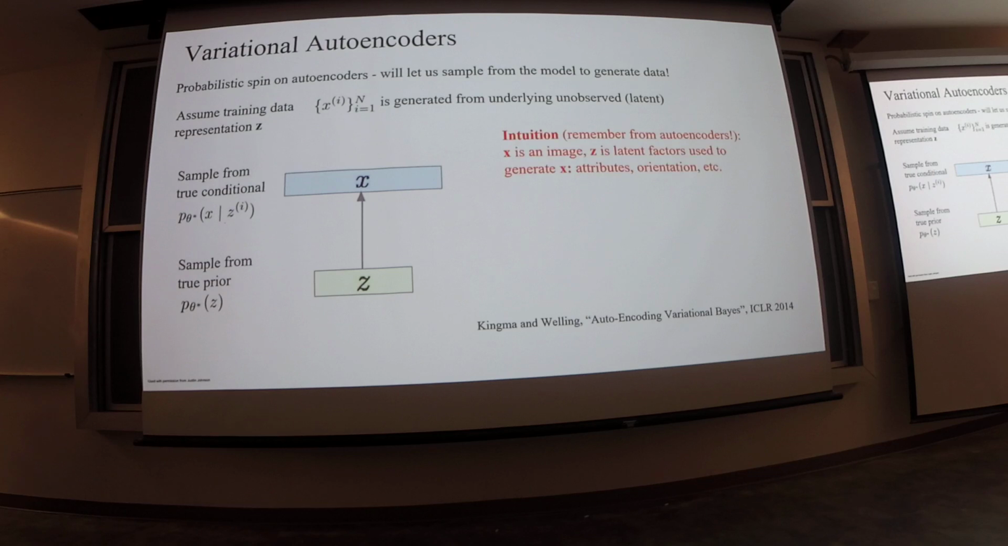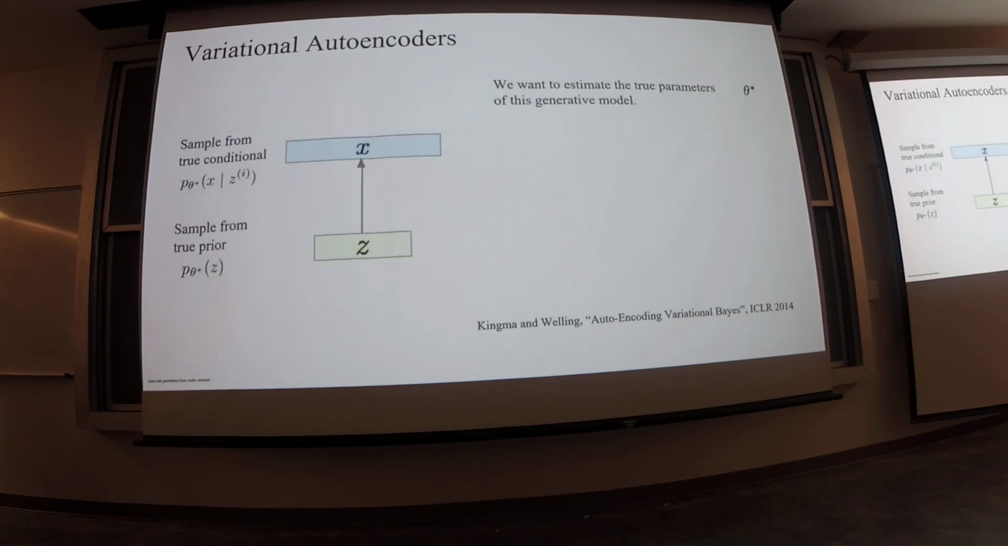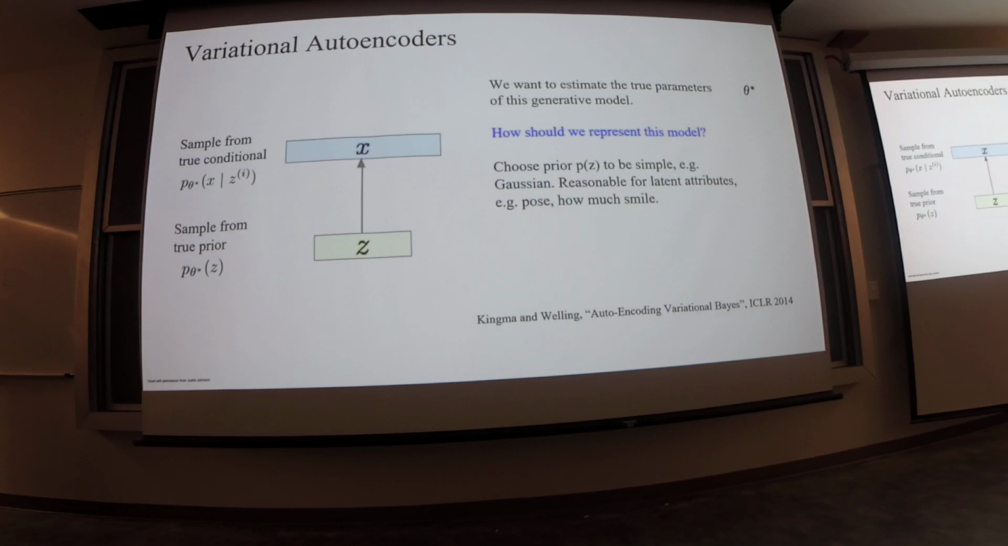So, okay. This is exactly what I just told you. We want to find this theta star, right? The parameters of the decoder that will model the distribution of the data in the best way. So how should we represent this model?